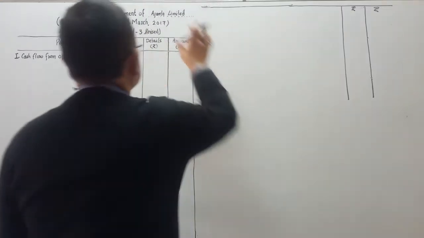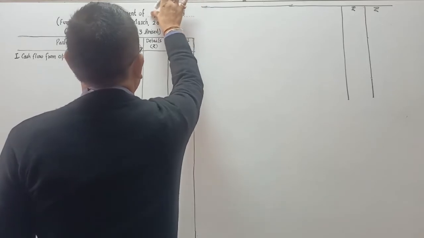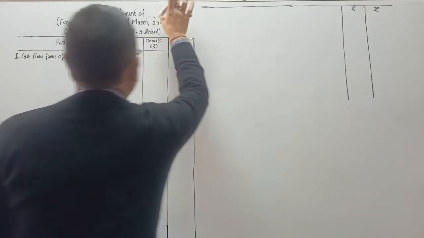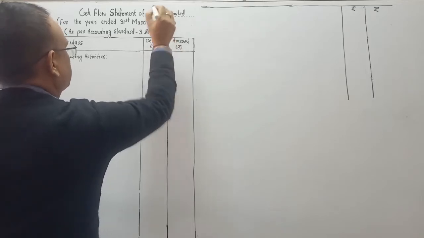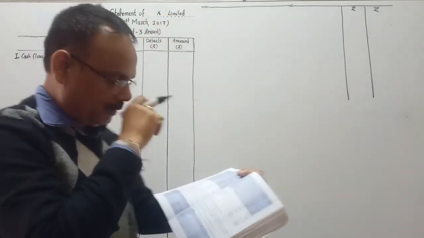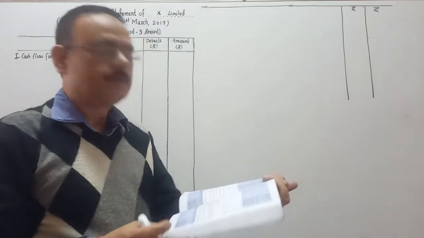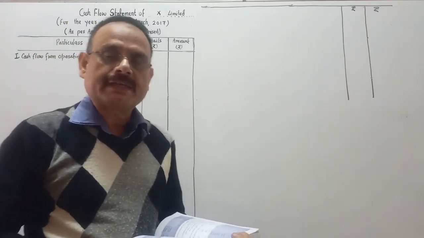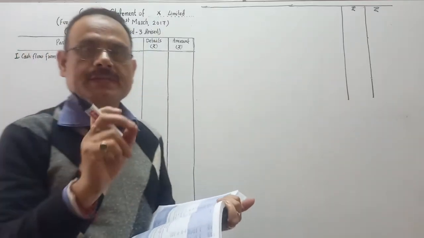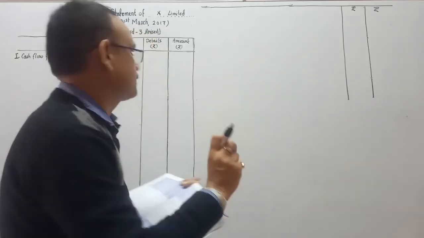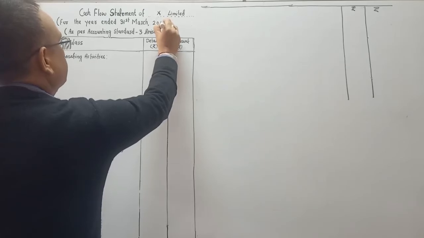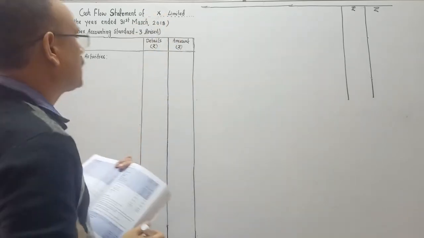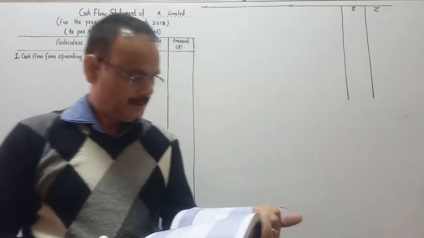So it's a balance sheet of X Limited. We'll prepare the cash flow statement of X Limited. Two years' figures are given, 31st March 2017 and 31st March 2018, two consecutive years. So we are going to prepare the cash flow statement for the year ended 31st March 2018.